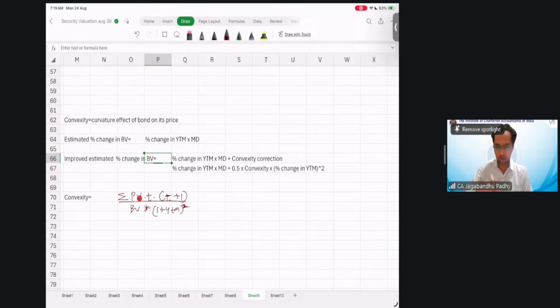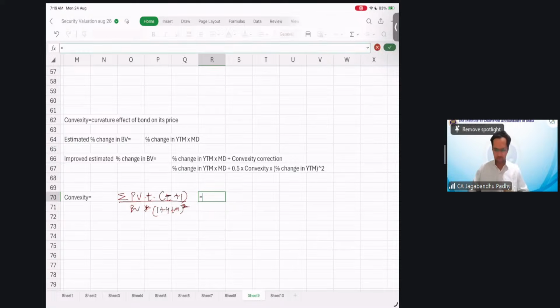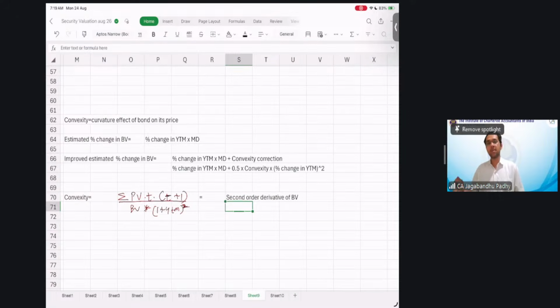Now, if you ask me how this formula is derived, of course, I will not be able to justify that to you because you will not understand what it is in essence. This convexity is going to reflect the curvature, and it can also be said to be the second order derivative of bond value. Remember, modified duration was the first order derivative. This is the second order derivative of bond value.